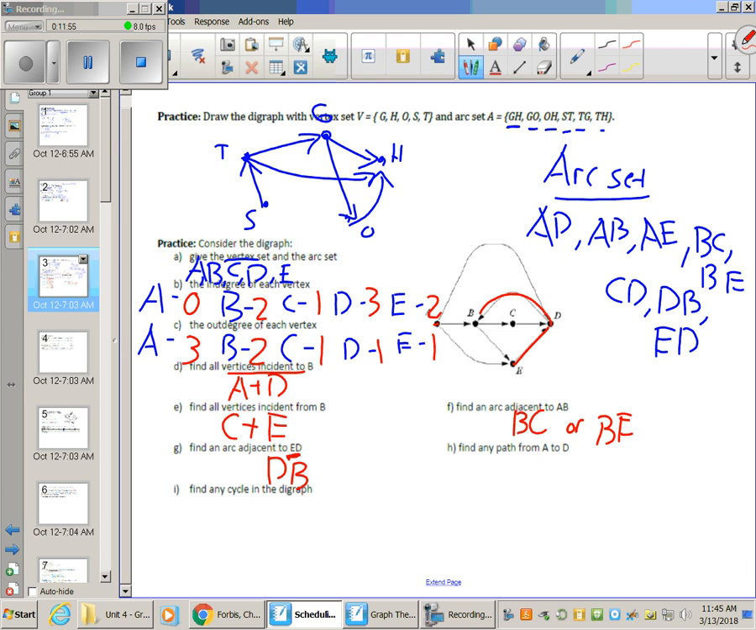How about a path from A to D? It could be anything, as long as the arrows are pointing from A to D. How about A to B to C to D?